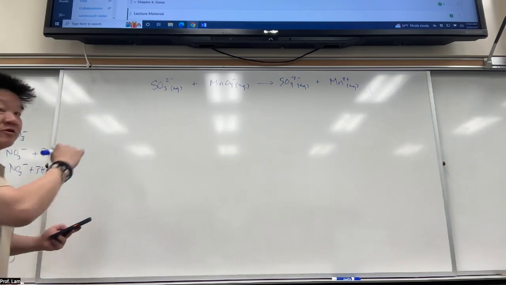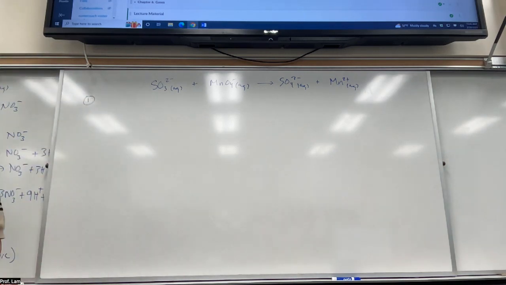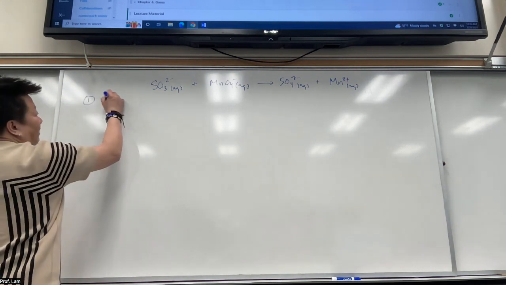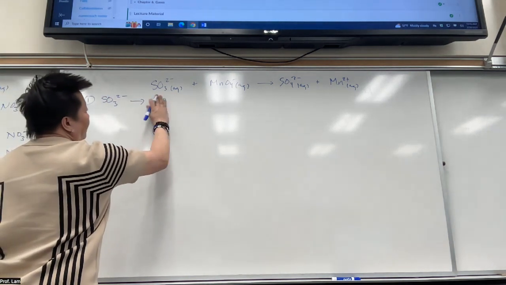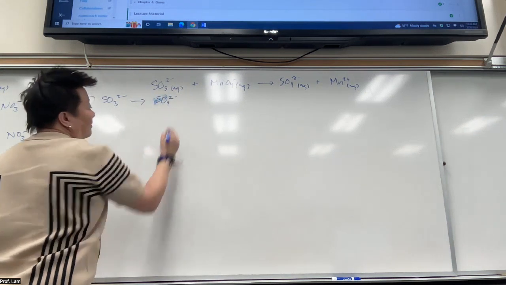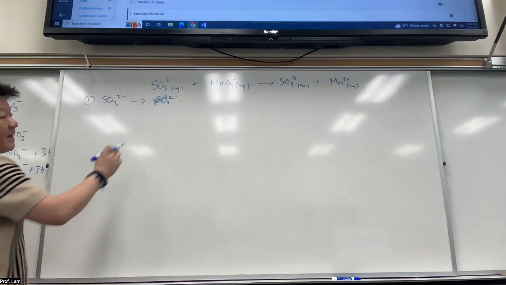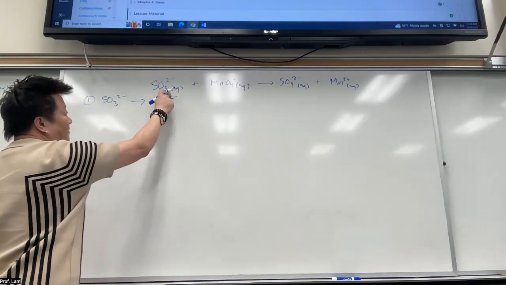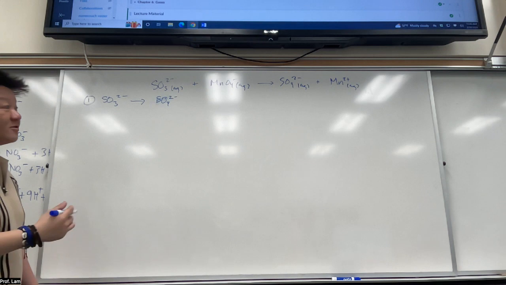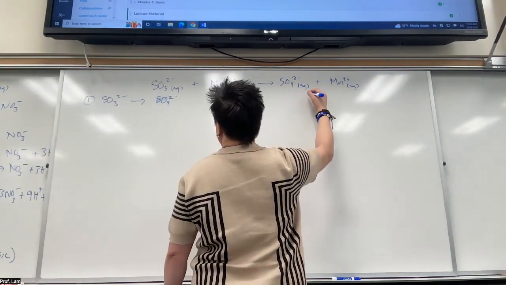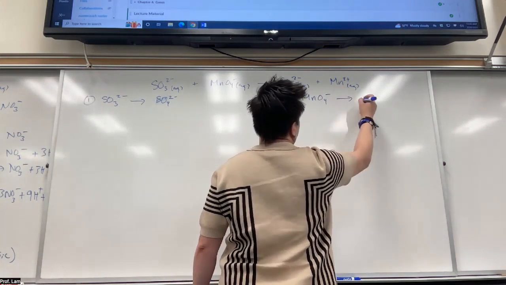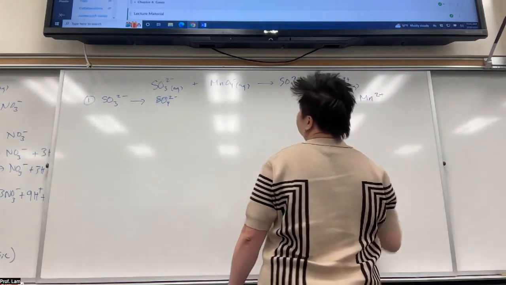All right, so first step, guys, what do we do? What does this say? Divide the reaction into half reactions. So what's one of the half reactions? What should I put with what? Right, very good. Like that, right? And you can leave out the states for now. SO3 2 minus goes to SO4 2 minus. Okay, what's the other half? MnO4 minus goes to Mn 2 plus.